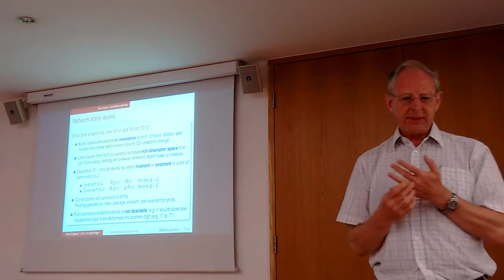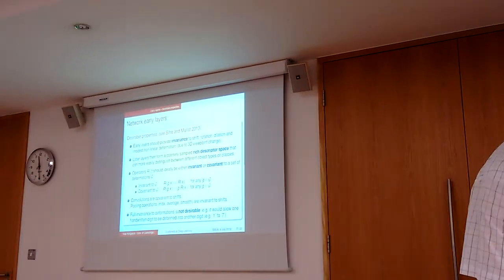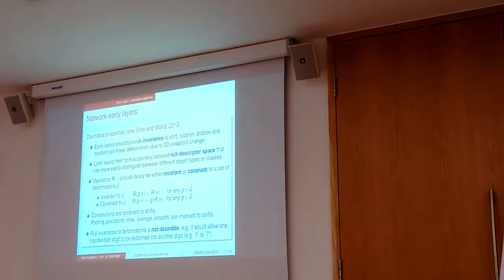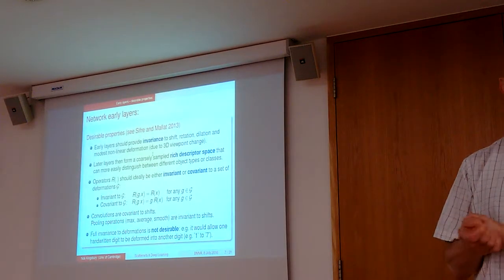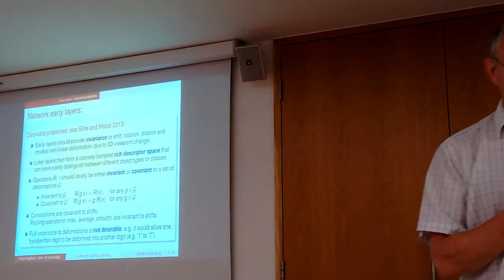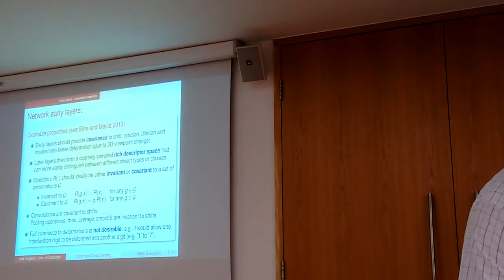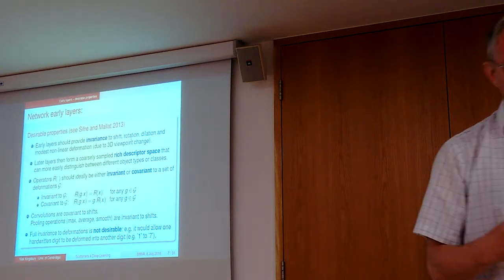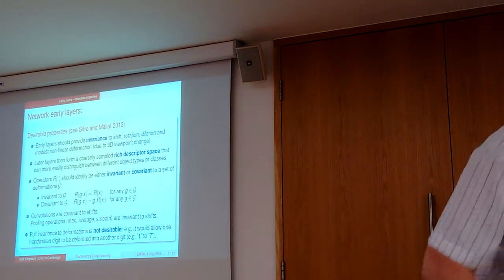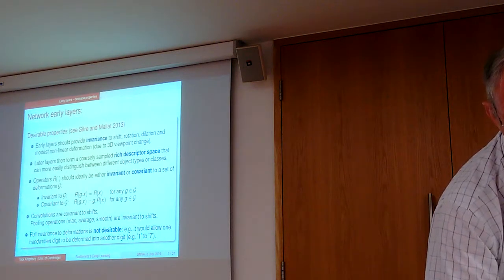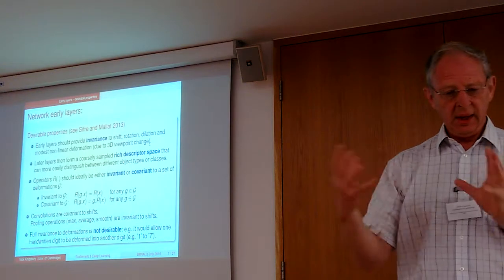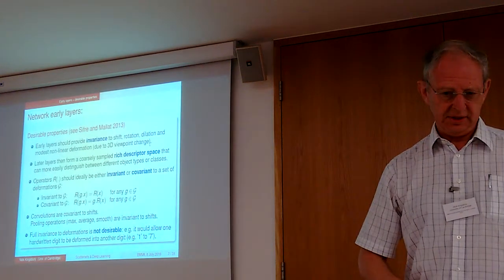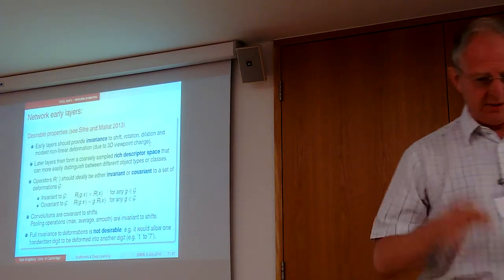So the desirable properties, which were outlined by Sifre and Mallat in the 2013 CVPR paper, are that the early layers should provide invariance to shift, rotation, dilation, and modest nonlinear deformation. This is small amounts of local shift and rotation and things. The later layers then form a coarsely sampled rich descriptor space that can then more easily distinguish between different types of object and classes. More easily, that is, than the original pixels can.